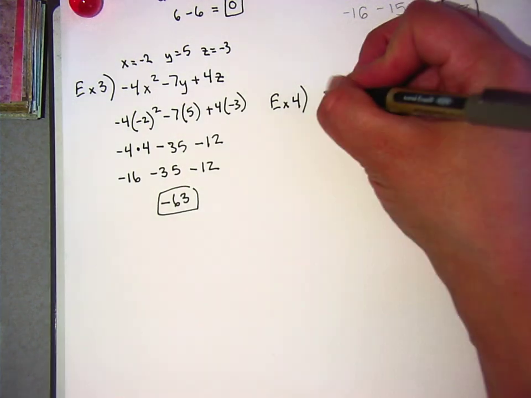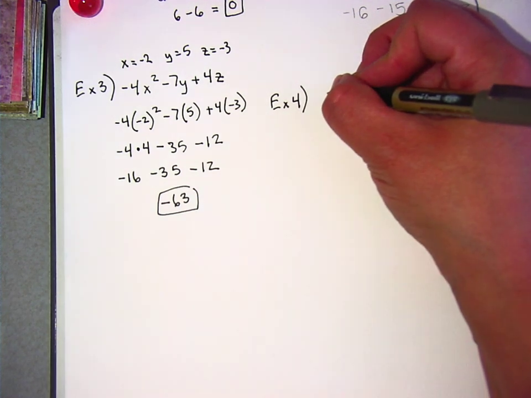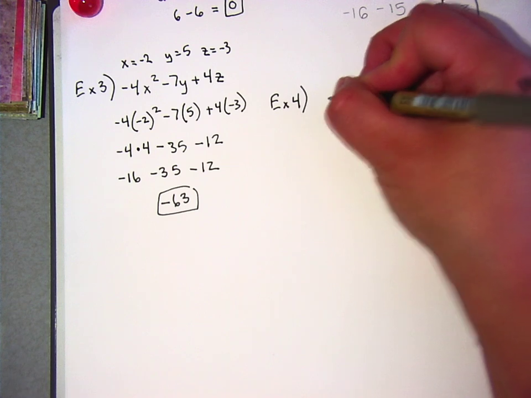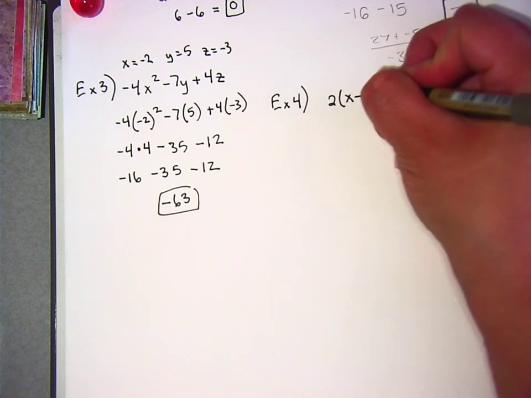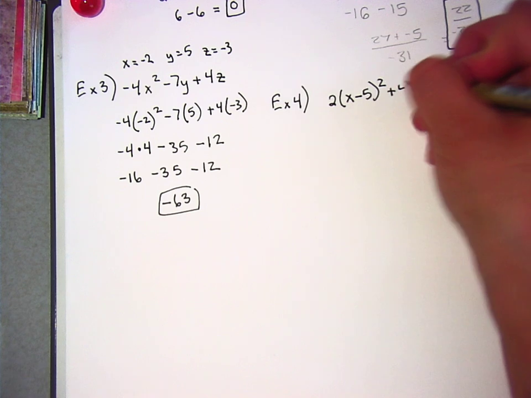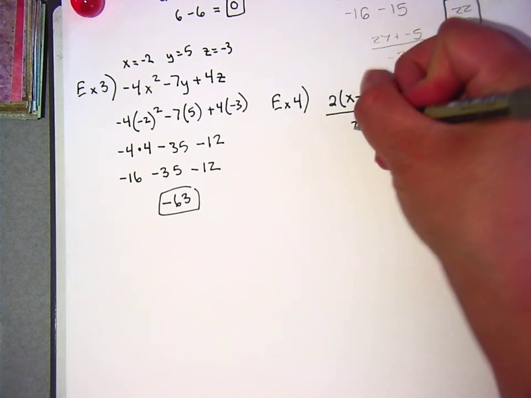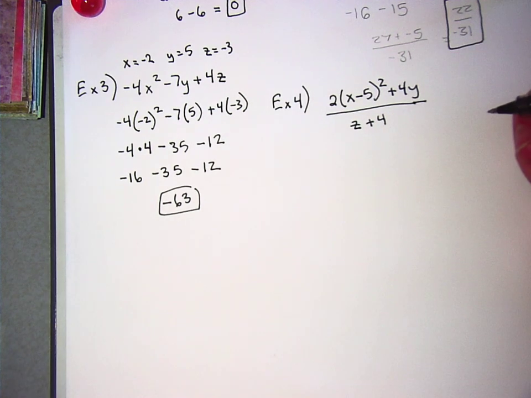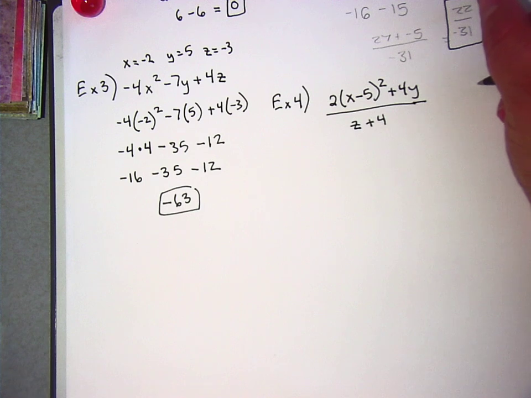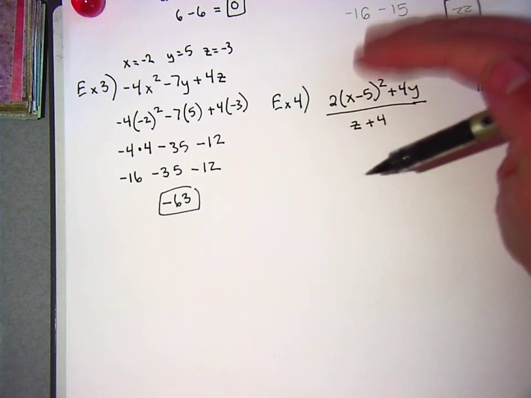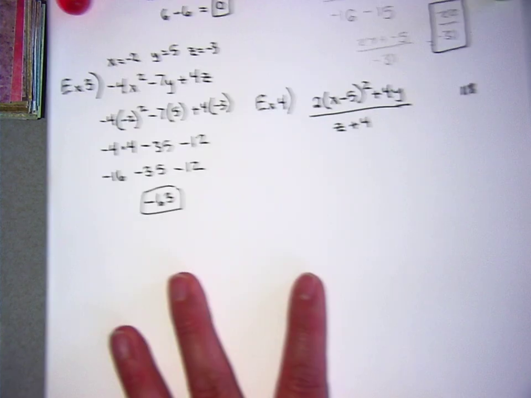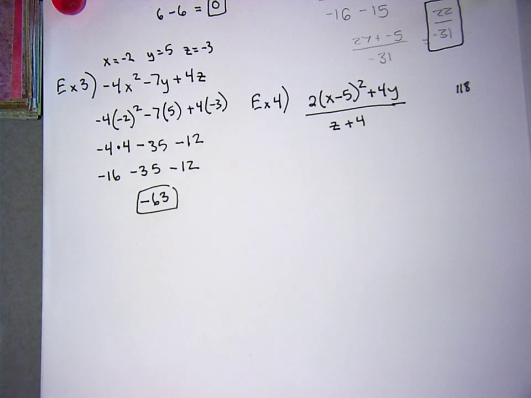We're gonna use the same x, y, and z, okay? 2 times x minus 5 squared plus 4y all over z plus 4. You want to know the answer right now so you know if you get it right? Okay, I'm writing it down. Don't look if you don't want to know. It's up there so you can see if you get it right. Try it with your partner. Talk to each other.